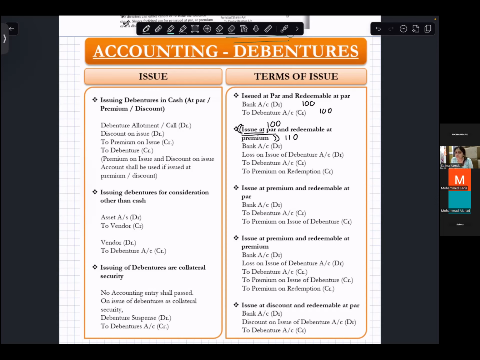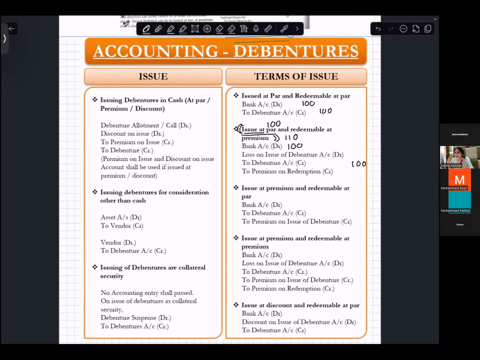Bank account debit to debenture account credit. So how much are you going to receive? 100, issued at par. Debenture will be credited by how much? 100. This much is clear.